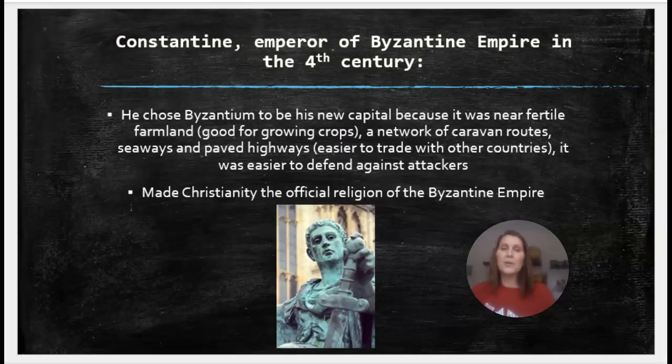Constantine, Emperor of the Byzantine Empire in the 4th century. He chose Byzantium to be his new capital because it was near fertile farmland, which was good for growing crops, and a network of caravan routes, seaways, and paved highways, which made it easier to trade with other countries, but also obviously to travel to other countries as well. It was easier to defend against attackers, and he made Christianity the official religion of the Byzantine Empire.